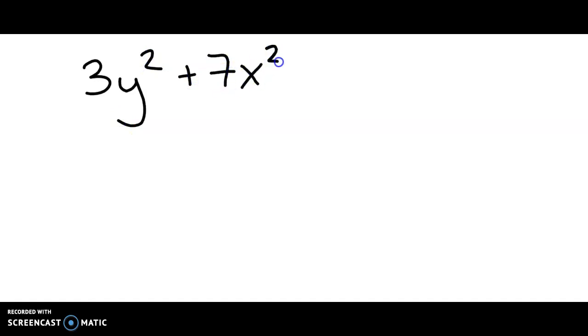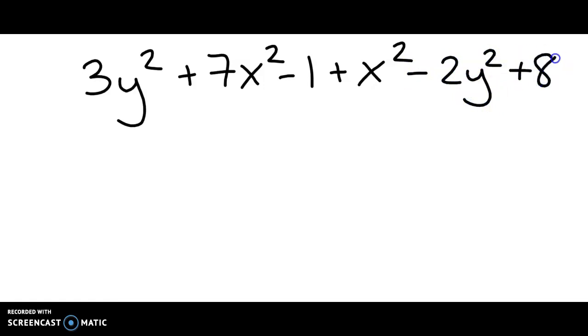So if we had multiple things, like 3y squared plus 7x squared minus 1 plus x squared minus 2y squared plus 8, we're still looking at which ones have the same tag along. If they don't have the same tag along, then they can't be combined. So y and x are not the same. They can't be combined together, so I'm not going to combine my x's and my y's.